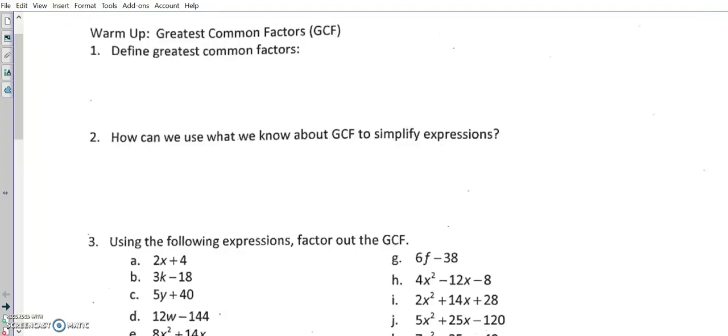Alright guys, so this should be the packet that you have in front of you. I'm going to be going through it like I would if I was standing up there, and you need to be following along, writing your notes, so then you can practice at the end of this video. So, from yesterday, those of you that got to this part, we are talking about greatest common factors.